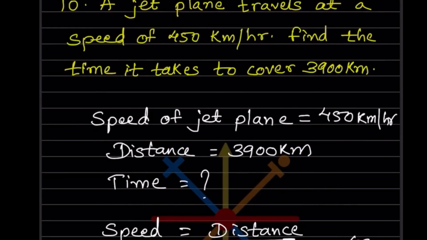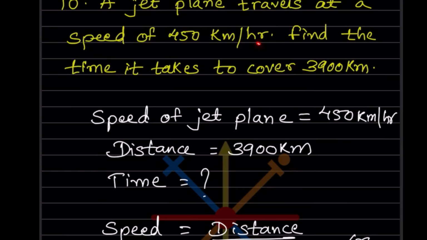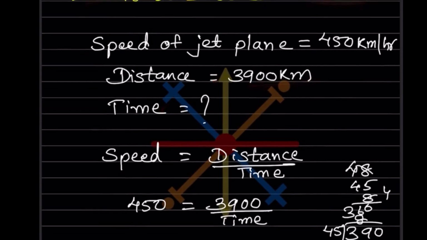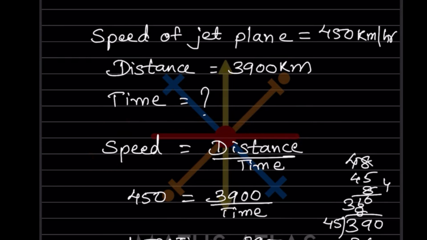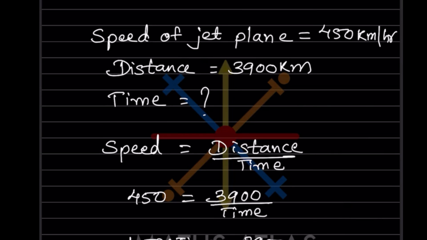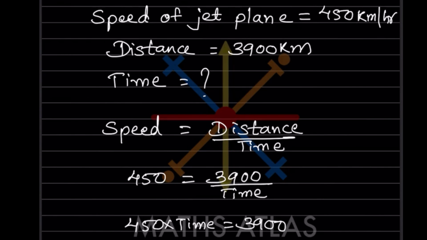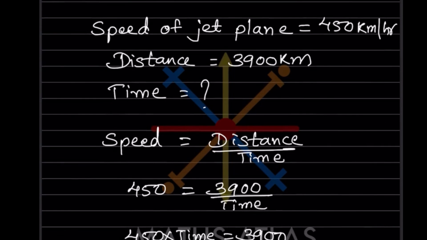A jet plane travels at a speed of 450 km per hour. Find the time it takes to cover 3,900 km. So now the speed of the jet plane is given as 450 km per hour. And to cover the 3,900 means this distance is given as 3,900 km. You have to find the time. So the formula, you have to remember this one. Now look at here, speed is distance by time. So here you can write this in place of speed.